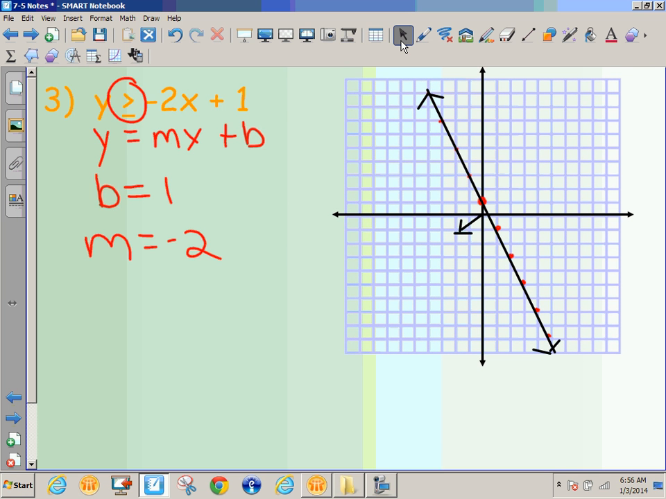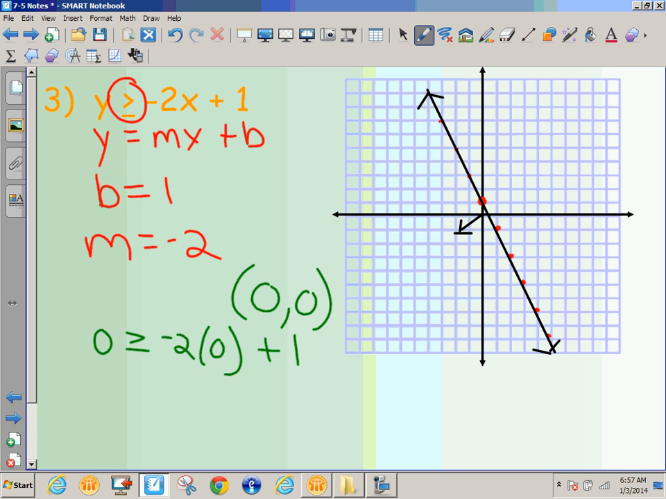Okay, we're back on track. So I'm going to use (0, 0) as my test point. When I substitute that in, I've got 0 is greater than or equal to -2 times 0 plus 1. So we're trying to find out if this is a true statement or a false statement. So I've got 0 is greater than or equal to 1. That is a false statement.